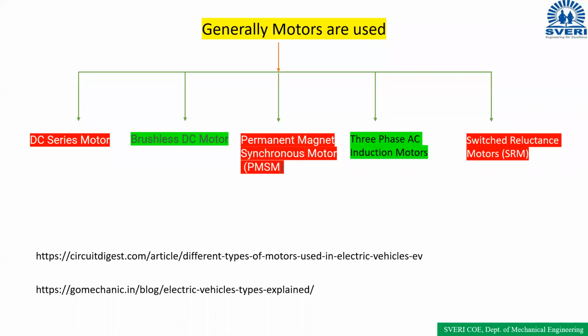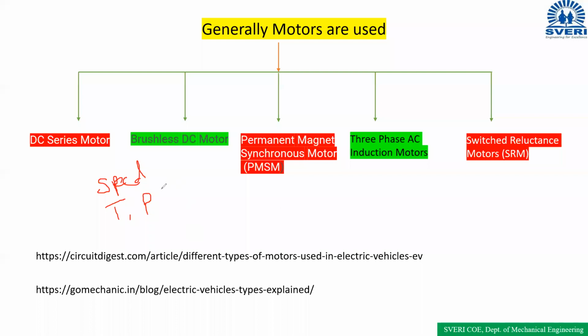But in the case of a bike, only 2 passengers will travel and speed is increased. Speed is very high for the two-wheeler. So based on the speed, torque and power, and the load capacity, all these parameters we have to consider while designing the electrical vehicle.